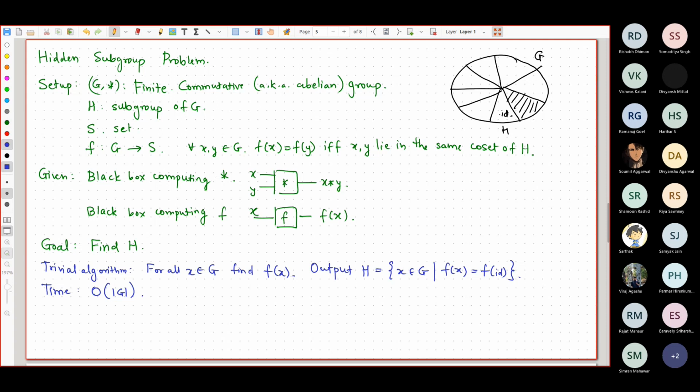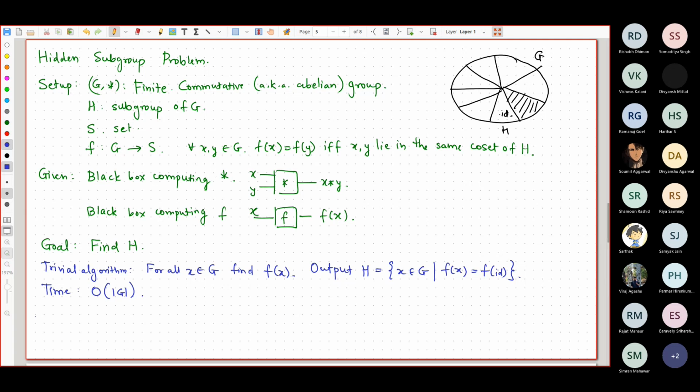Our goal is to get a much faster algorithm than one which is linear in the size of the group. Remember, if the size of the group is roughly 2 to the power n, then every element of the group can be encoded using n bits. So we are playing around with n bits every time. You are feeding 2n bits, getting n bits over here, feeding n bits, getting log of size of S many bits, and so on. So basically, this will really be an exponential time algorithm, which is why we are not happy with this.